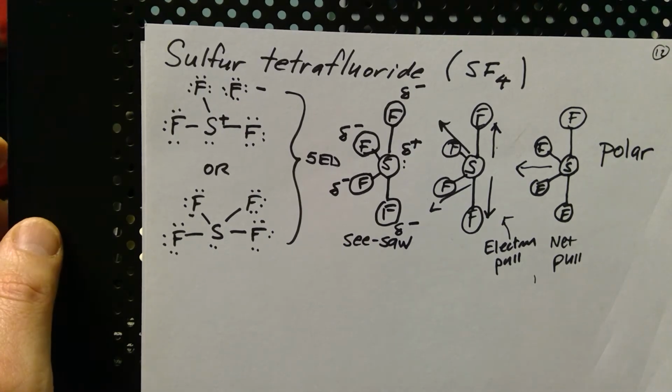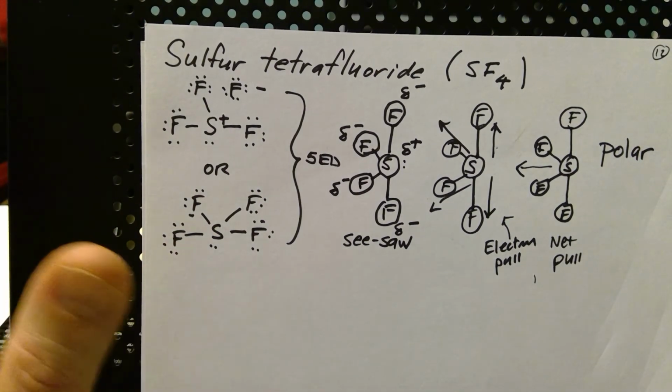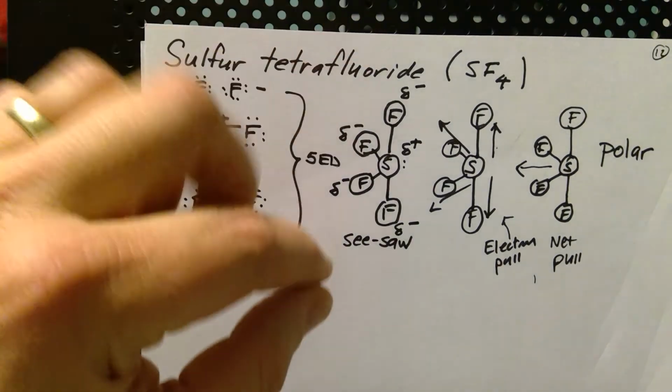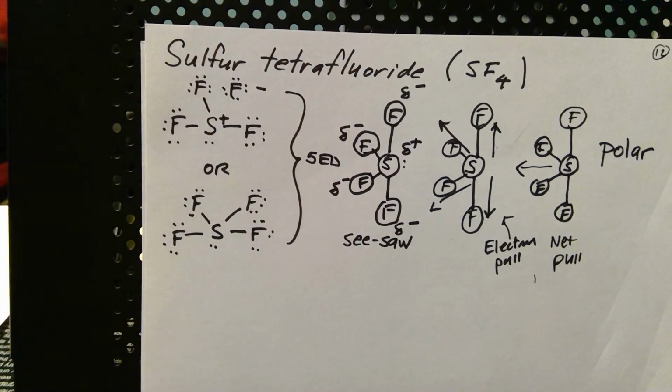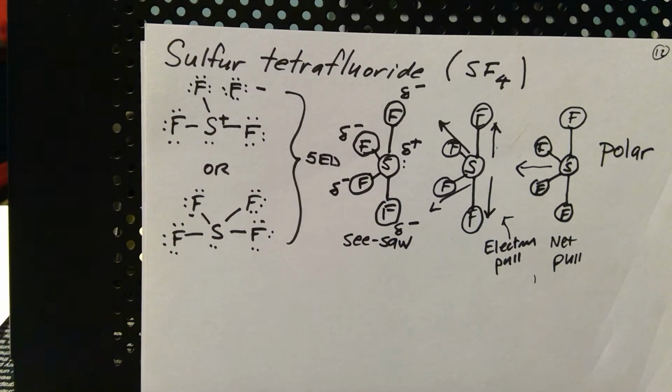Sulfur is partially positive, and all the fluorines are partially negative. You can't say the top or bottom would make it polar because it's both negative. But if you look at left or right, you've got the fluoride side and the sulfur side. The sulfur side's positive, the fluoride side's negative, so it's polar.